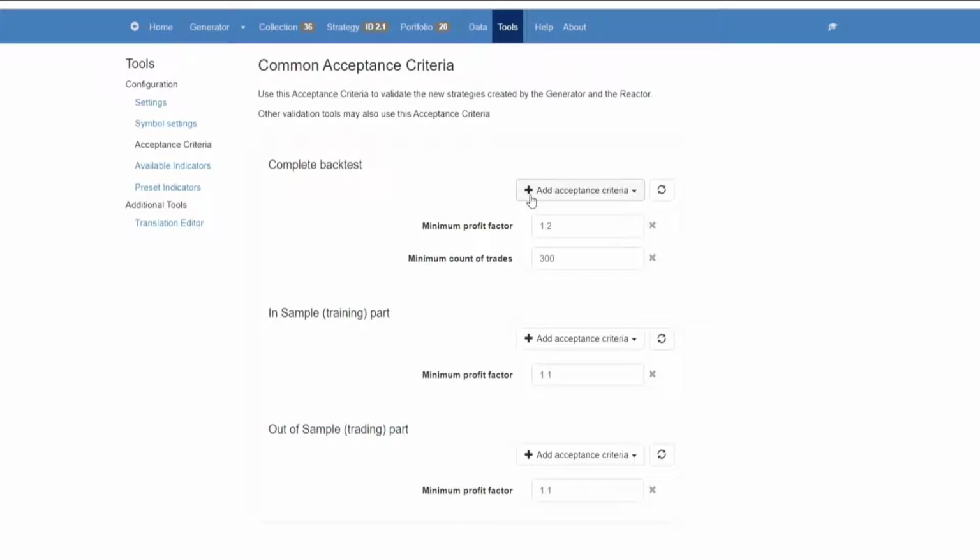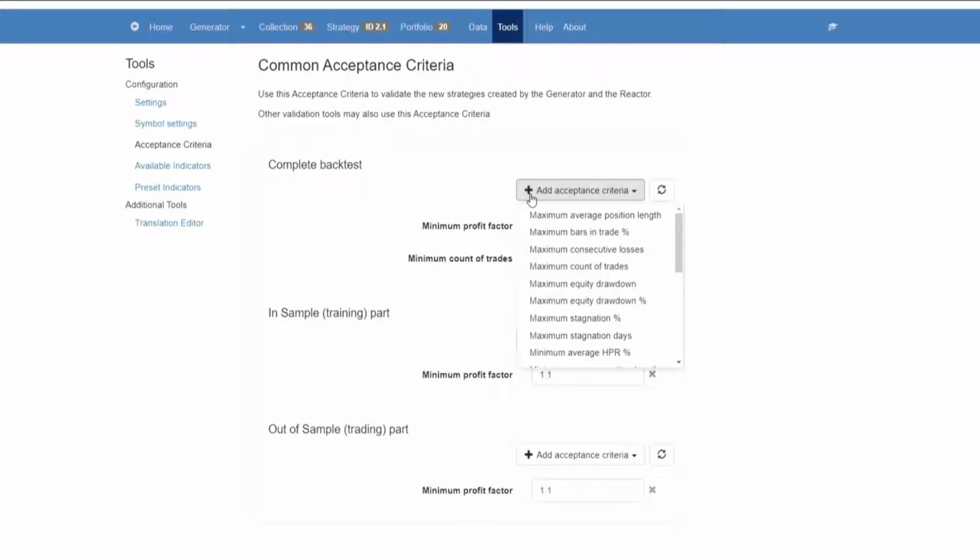Now, you have a number of options available to you with the acceptance criteria, and we'll run through them very quickly. First, we have the maximum average position length, and this is the average length of a position presented in bars. Then we have maximum bars in trade, the percentage. This is the percentage of bars in a trade. Then we have maximum consecutive losses. This is where you would set a permissible limit for losing trades for your strategy.